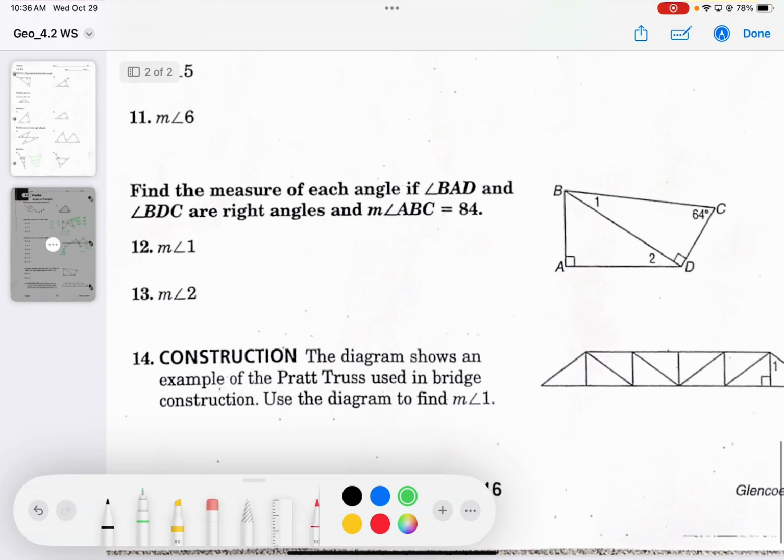All right, to find the measure of each angle if BAD and BDC are right angles. So those are listed in the picture. And ABC is going to be 84 degrees. So ABC, this whole big angle, would equal 84 degrees. So we'd have to keep that in mind. Okay, so we need to find angle 1 and angle 2.